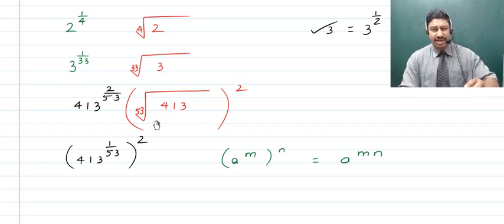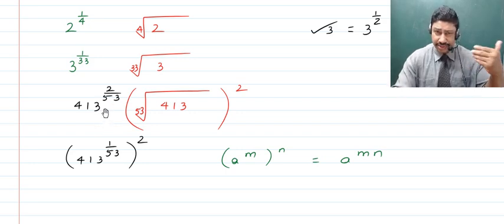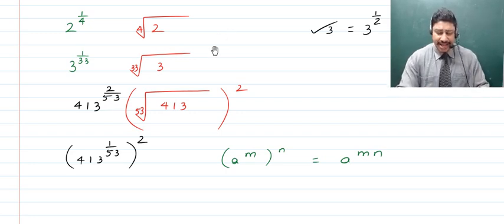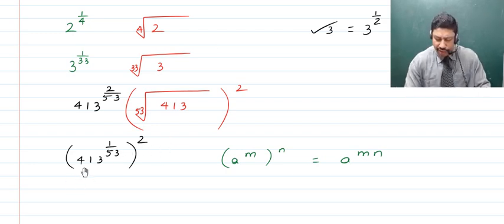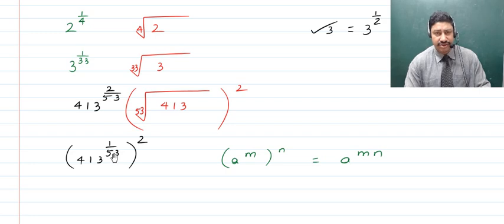Now children, I gave you a little complicated example. Say we have 413, and its exponent is another fraction, 2 upon 53, which cannot be simplified to an integer, right? Then how do you write it? If 413 is raised to the power 1 upon 53, and you make its whole power 2, it becomes 413 raised to the power 2 upon 53, because you know that a raised to the power m, whole raised to the power n, becomes a raised to the power m into n. As such, 2 and 1 upon 53 get multiplied.